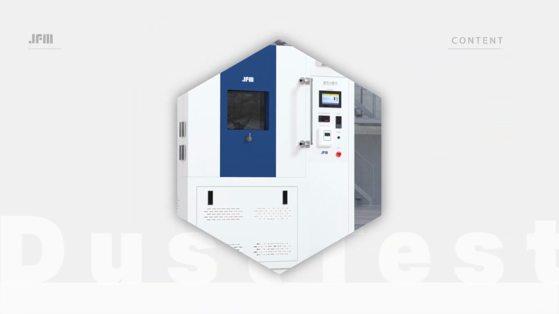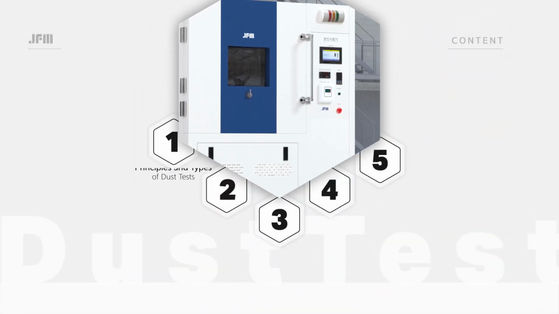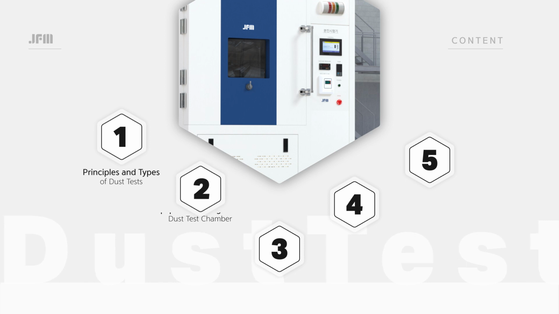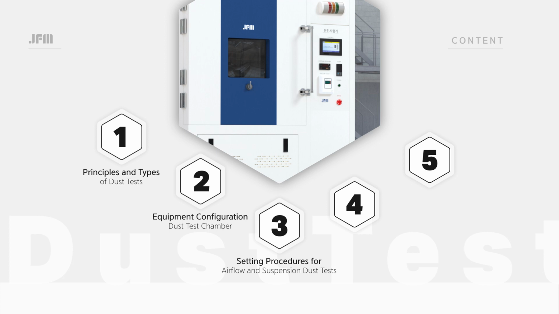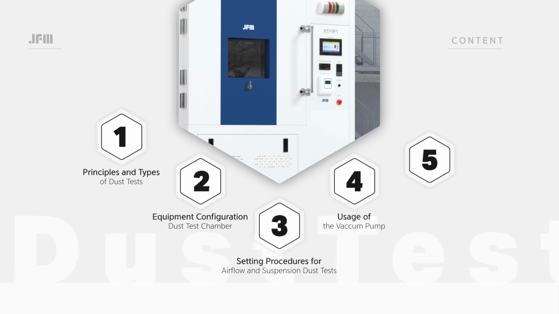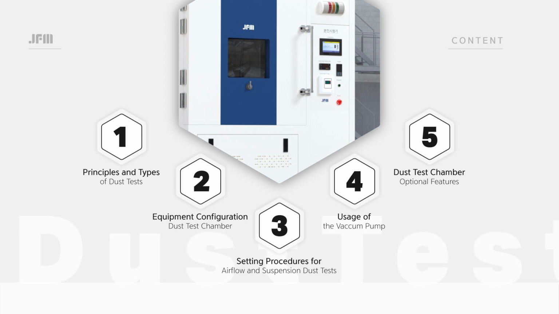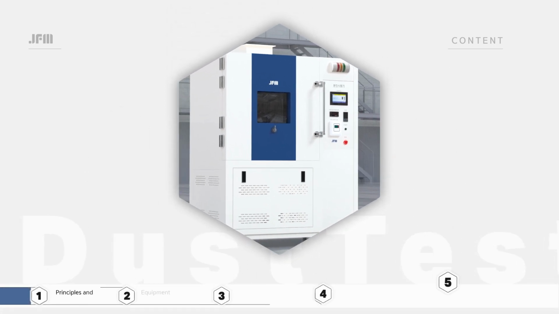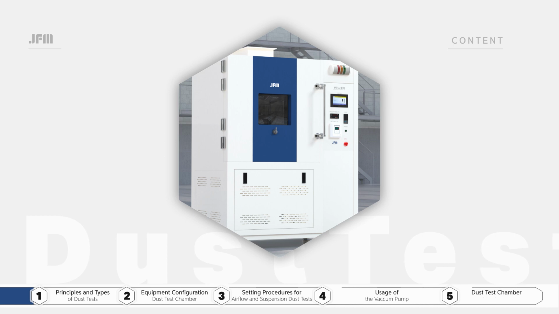The video is divided into 5 parts: principle and types of dust tests, equipment configuration of the dust test chamber, setting procedures for the airflow and suspension dust tests, usage of the vacuum pump, and dust test chamber optional functions. You can navigate through the timeline to find the desired explanations.